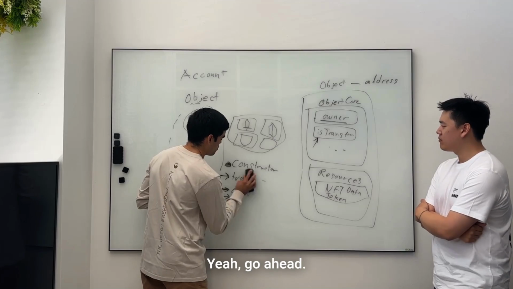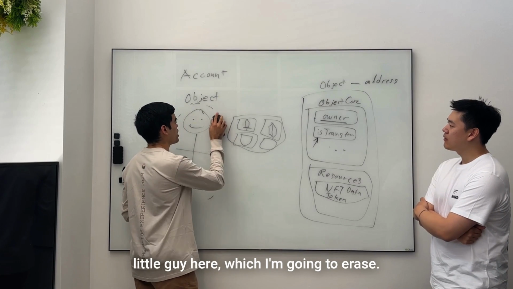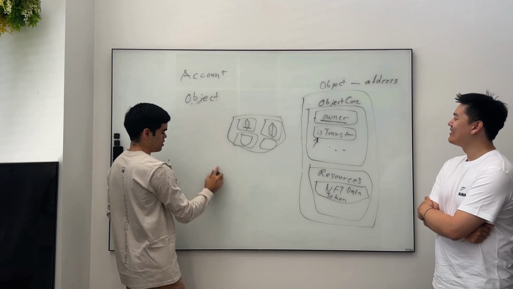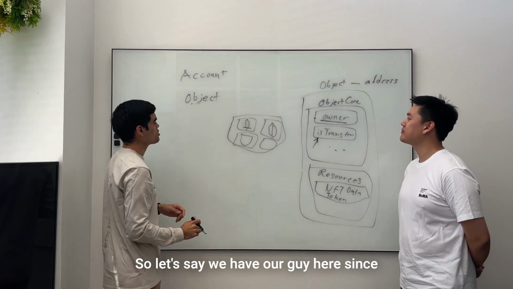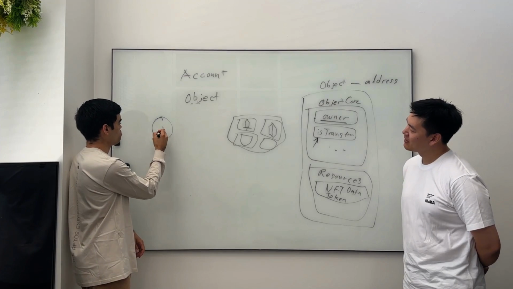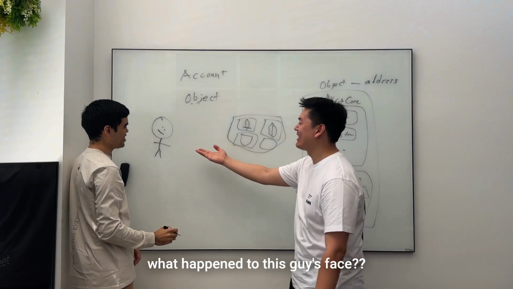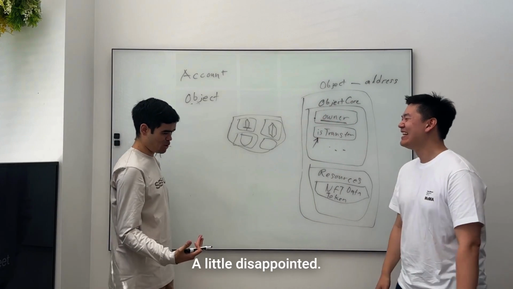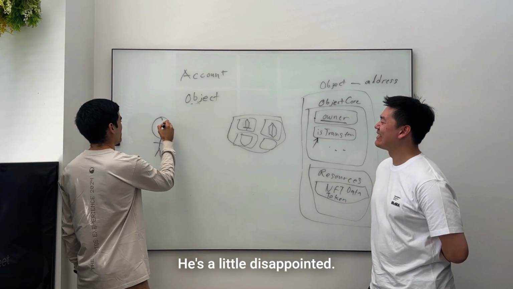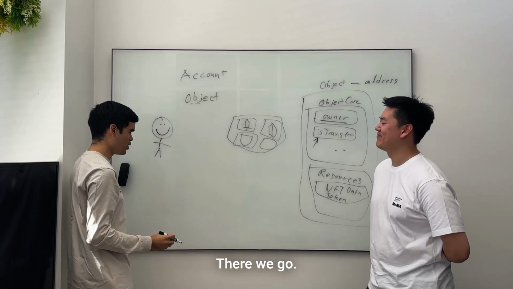I'm going to erase this. Yeah, go ahead. Okay, so now we're going to get back to our little guy here, which I'm going to erase. Nice. All right, so let's say we have our guy here. What happened to this guy's face? He's a little disappointed. Make him happy. There we go, big smiley face. I like it.